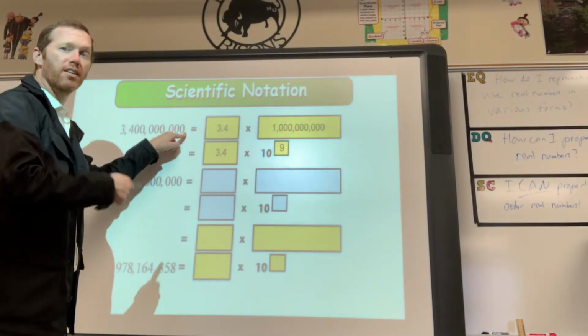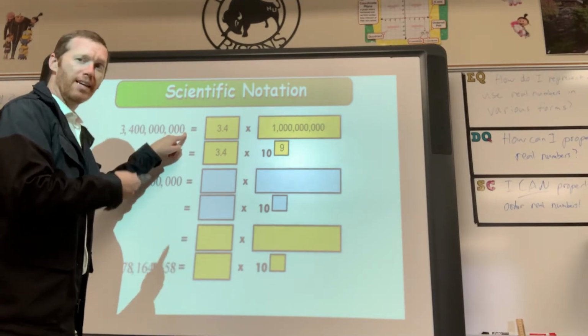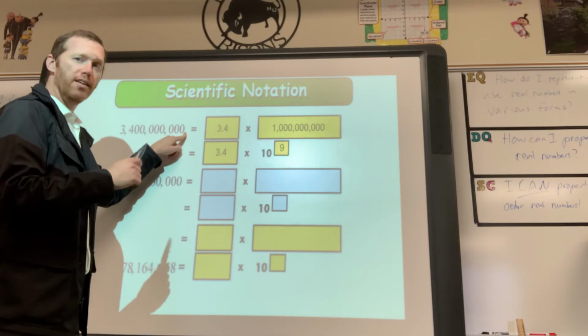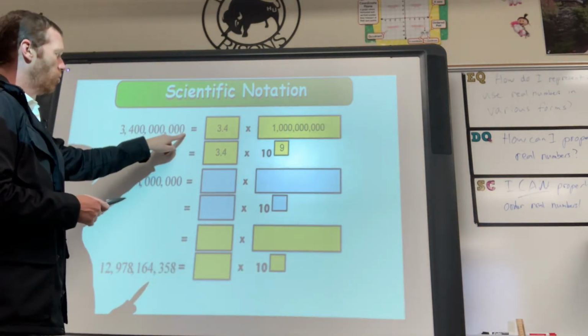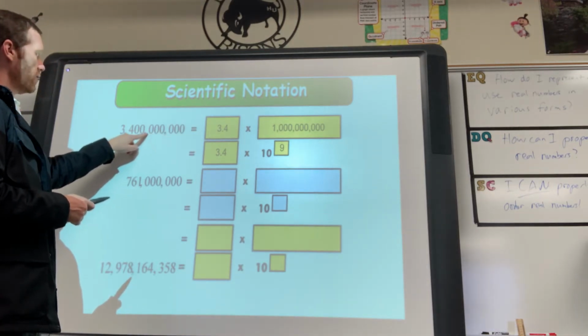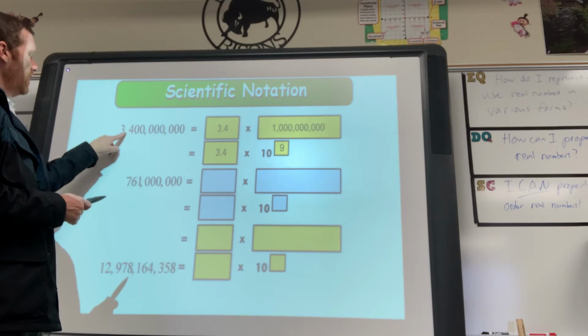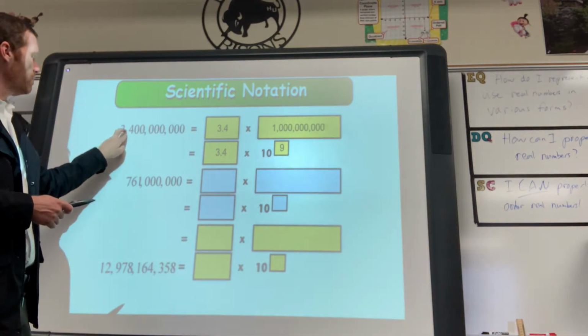You're going to move it through the number until you put it in a place where you make a new number between 1 and 10. Watch. Decimal used to be here at the end of the number. 1, 2, 3, 4, 5, 6, 7, 8, 9. I moved it 9 spots, and now I'm sitting right here at 3.4.